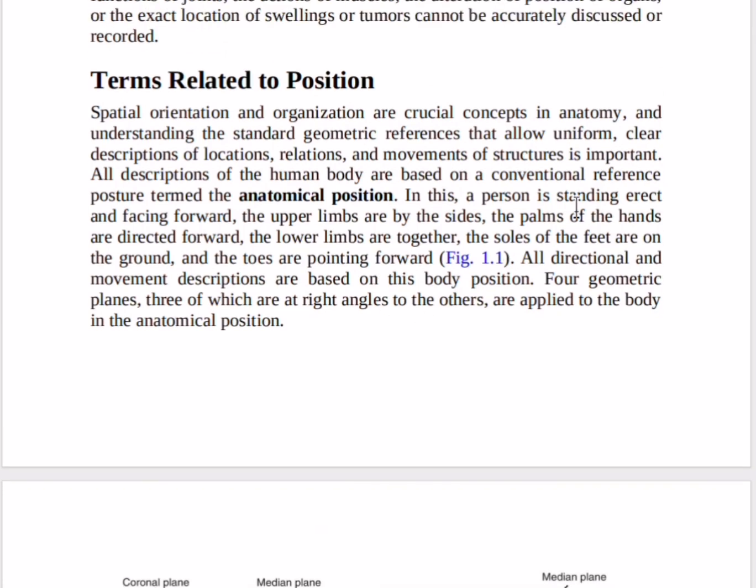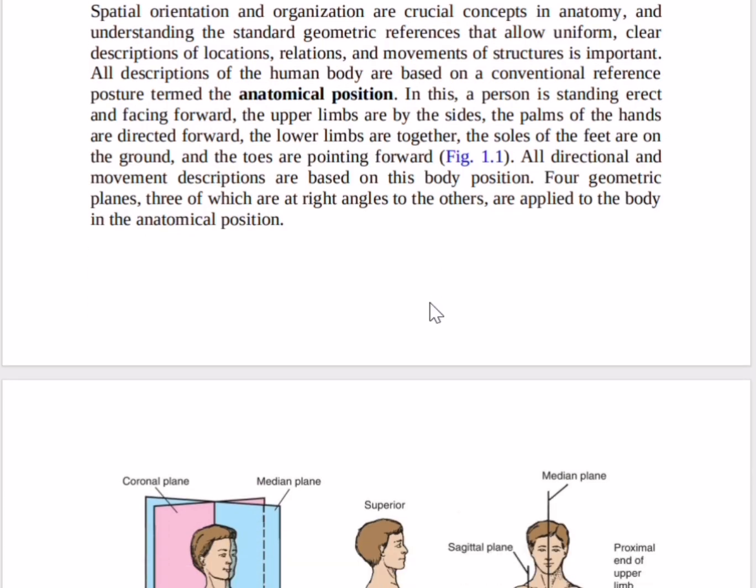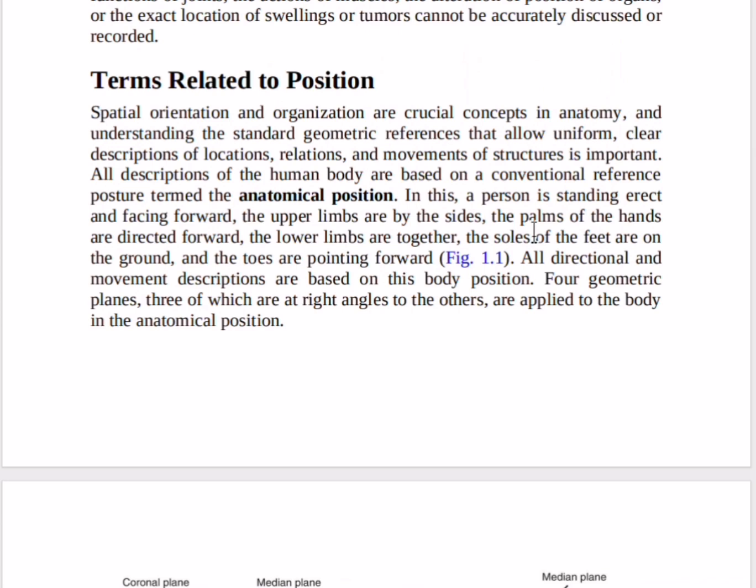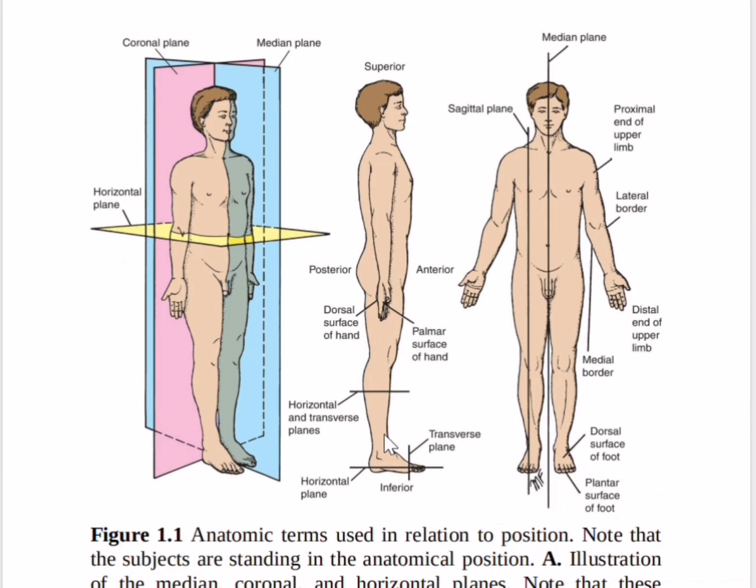In this position, a person is standing erect, facing forward. The upper limbs, these are the upper limbs or the hands, projected by the sides, the palms facing forward, and the lower limbs together. The soles of the feet are on the ground and the toes are pointed forward. All these directions and movements described are based on the anatomical position. There are 4 geometric planes, 3 of which are at right angles to each other and are applied to the body in the anatomical position.